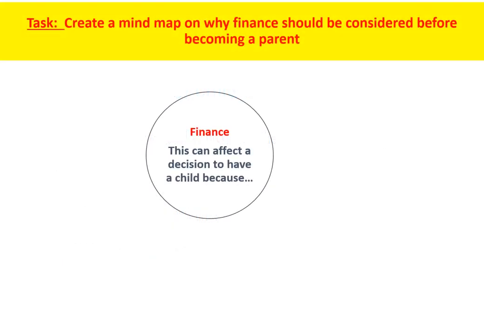Okay, so I'd like you to do an activity now. And this activity has been based on the information that I've shared with you already. So could you create a mind map or write in bullet points down why finance should be considered before becoming a parent? I'm trying to think of at least maybe four things that you should consider based on the things that I've already talked to you about. So for example, one thing you should consider is the cost of childcare. I'd like you to write down 2 to 3 other things you should consider. I'm just going to give you a minute to do that.